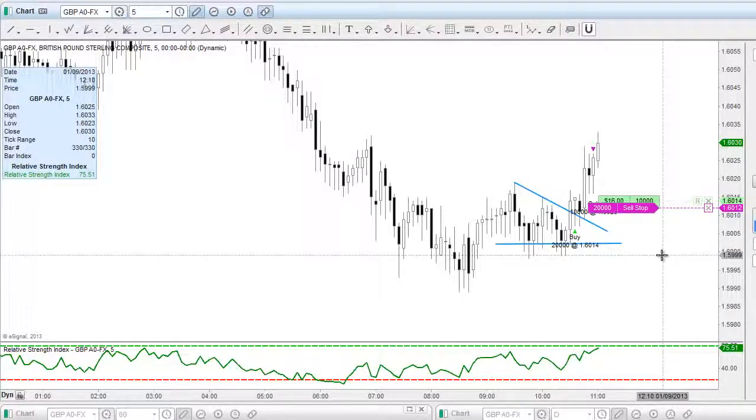And I'll go ahead and hold this trade for a little while and see if we can't have some follow-on targets. And I'm just going to trail my stop.